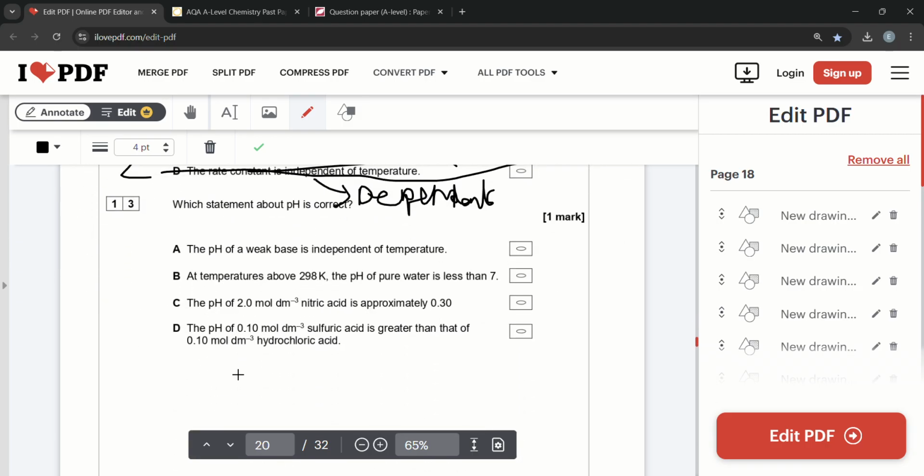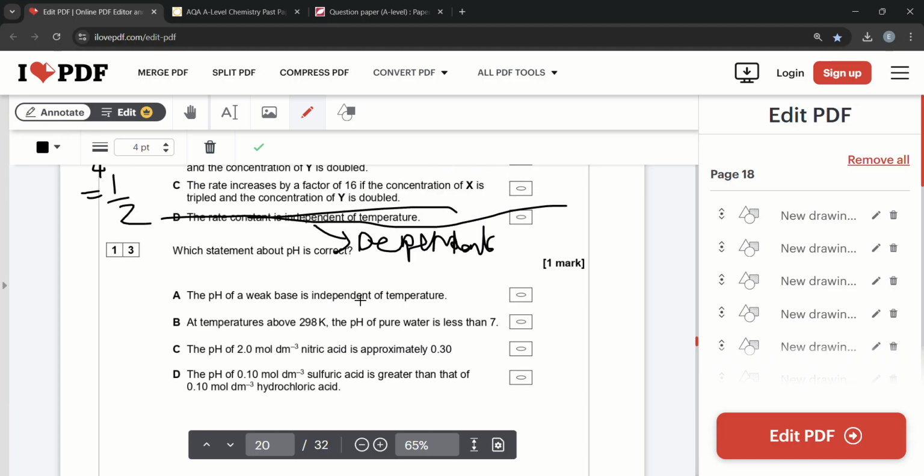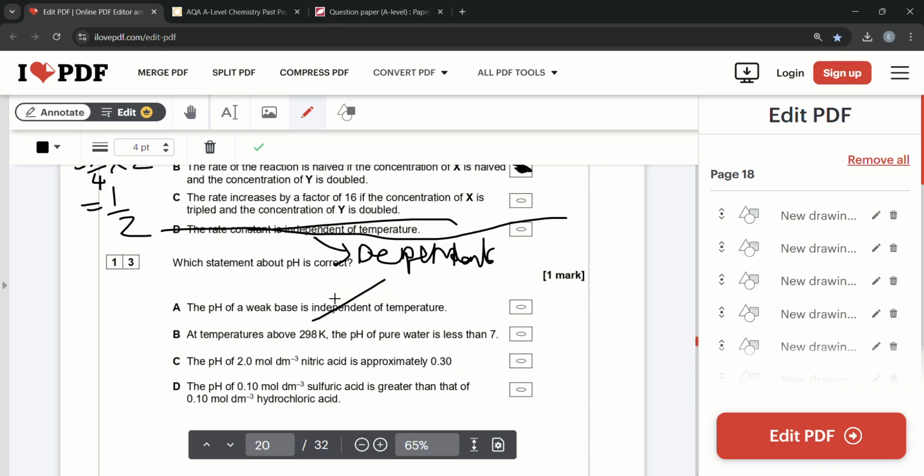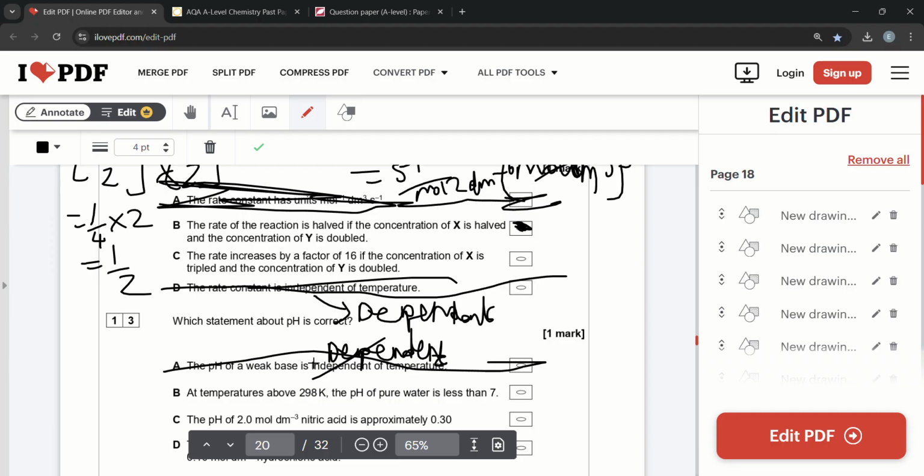Which statement about pH is correct? This one's really complicated. pH of a weak base is independent of temperature. Nope, dependent on temperature. Again, exactly like D, you can cross that one out.